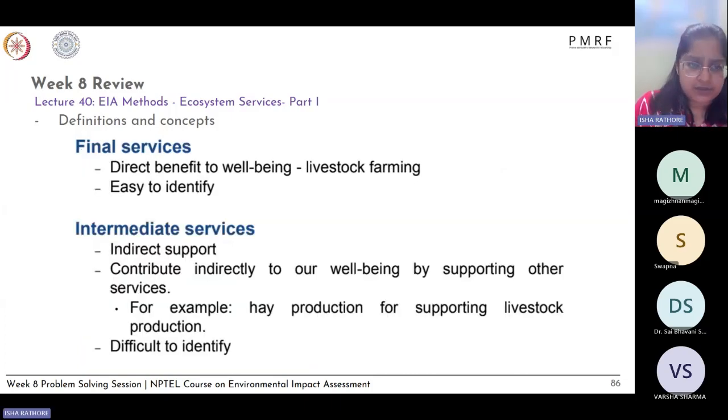Then we looked up at final services, which are direct benefits to well-being, like livestock farming, and they are easy to identify. Then intermediate services are the indirect support. So they contribute indirectly to our well-being by supporting other services. So, for example, hay production for supporting livestock production, and they are difficult to identify.